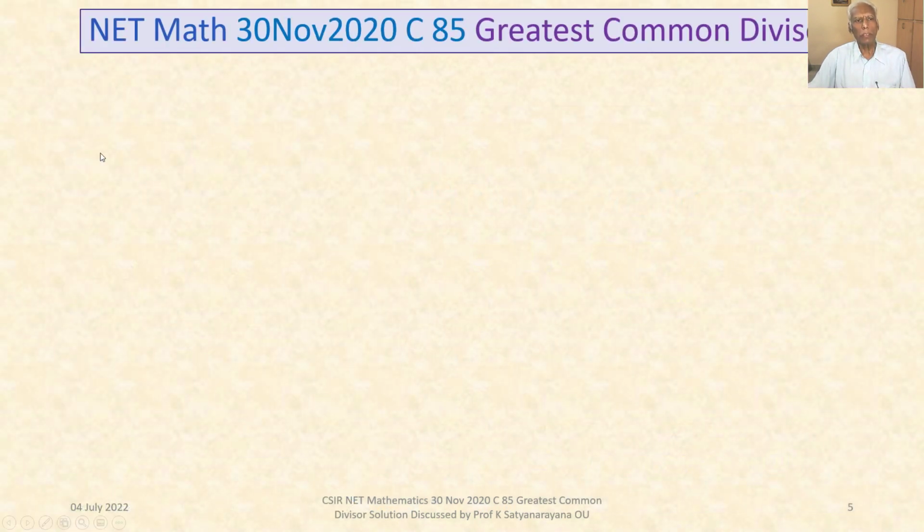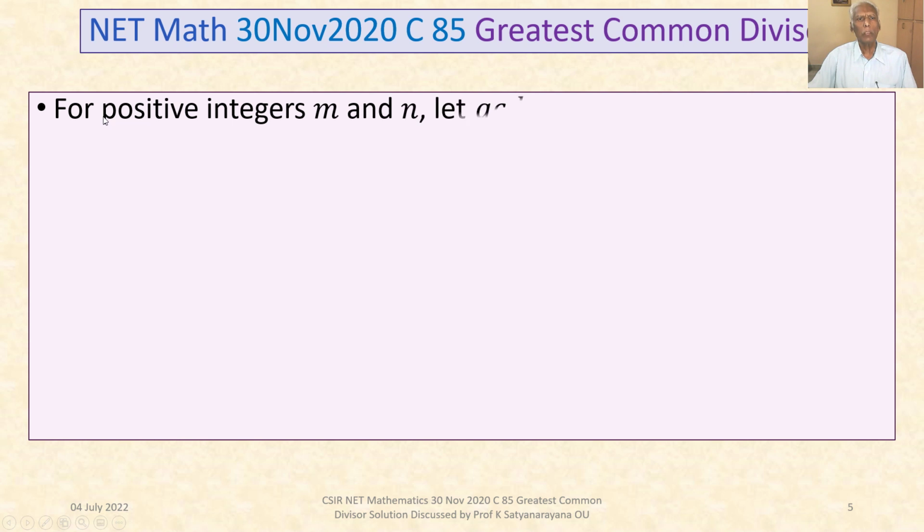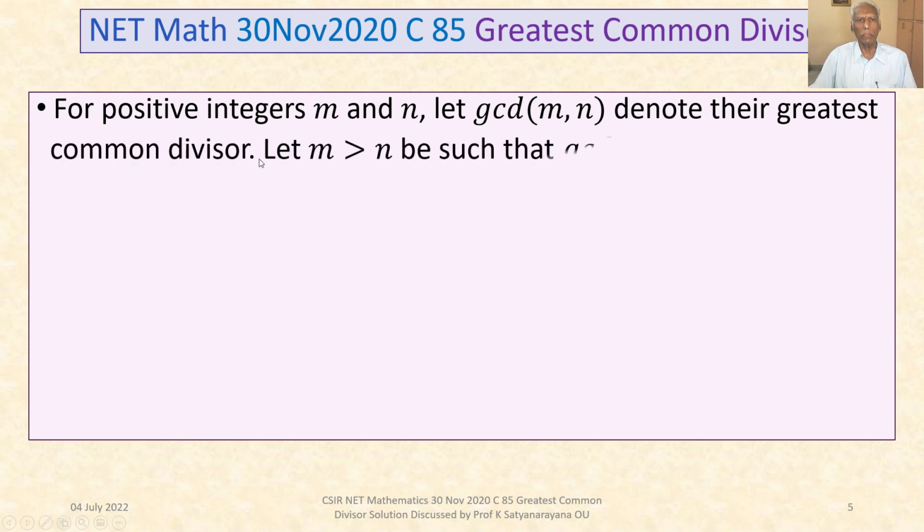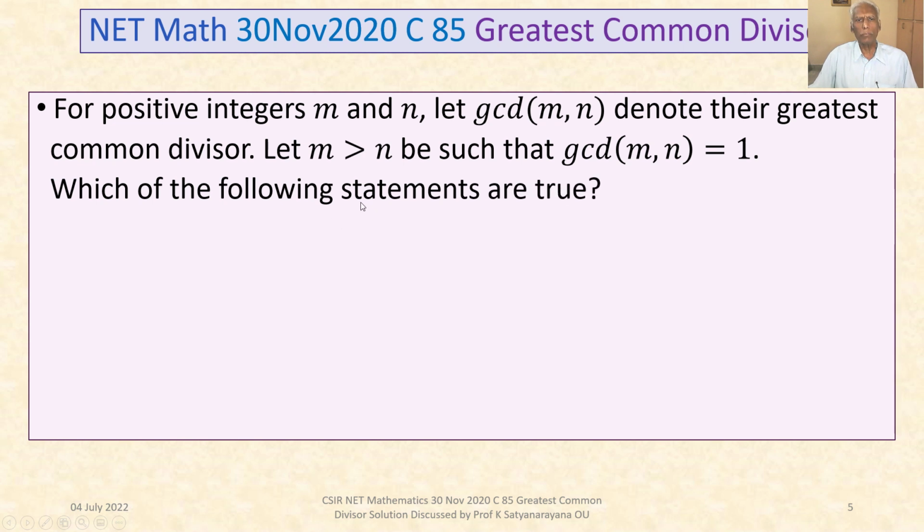The problem is: for positive integers m and n, let GCD(m, n) denote their greatest common divisor. Let m greater than n be such that the GCD of m, n is 1. Then which of the following statements are true?